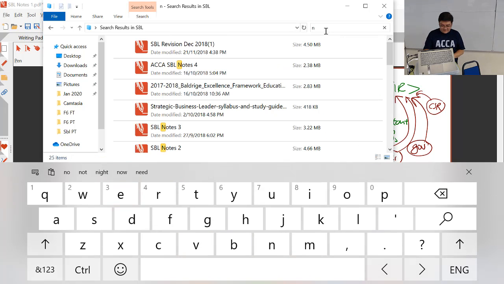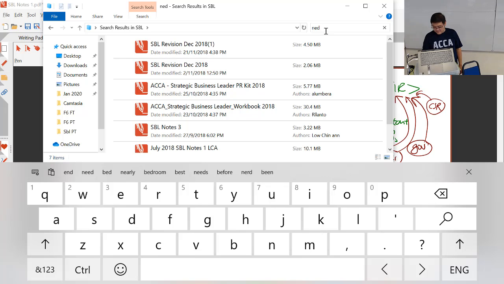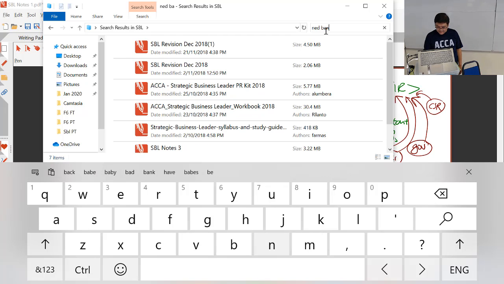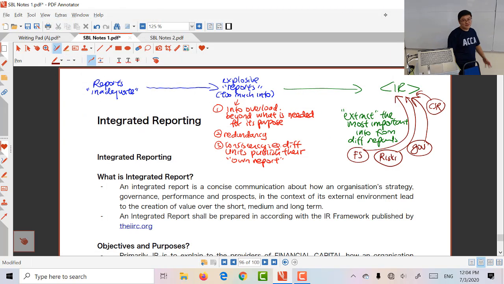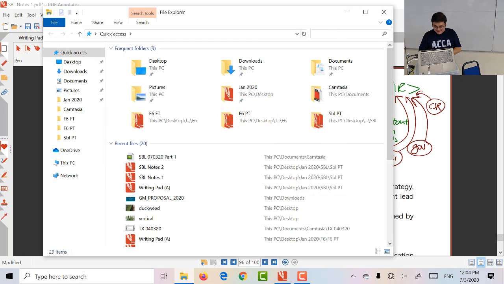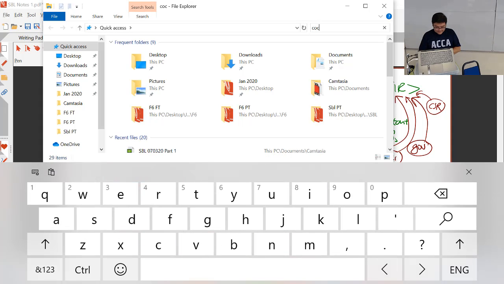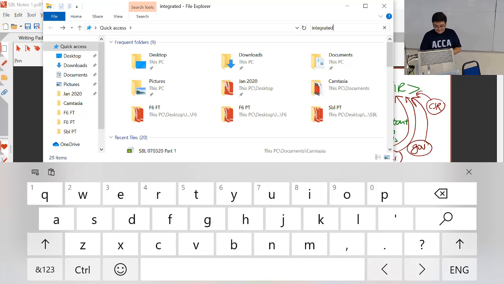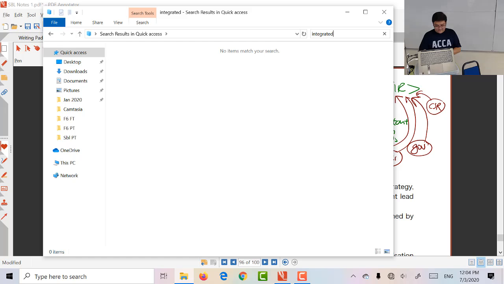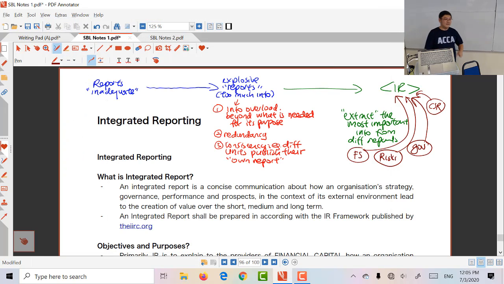Sorry, I should have searched, right? Why am I so stupid? I cannot find it. Sorry, I thought I was showing you how an integrated report looks like, but somehow I lost my file. Let me see if I can find the Coca-Cola one. Don't have. Sorry, it's probably my old computer. I'll find it and share it to you.